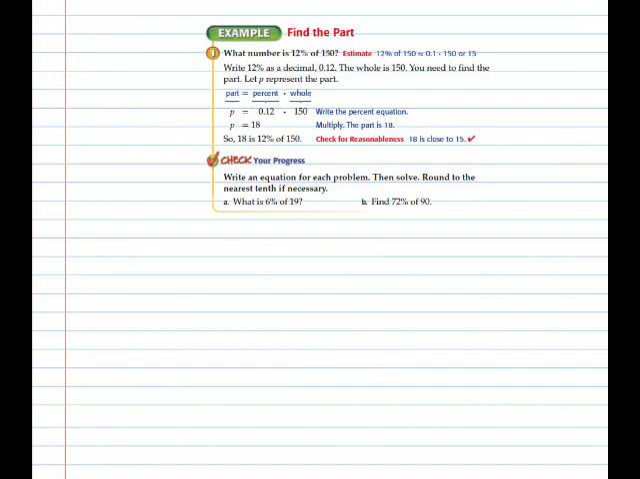Percent times whole equals part is the percent equation. Find the part. What number is 12% of 150? Estimate. 12% of 150 is about 10% of 150, or 15. Write 12% as a decimal, 0.12. The whole is 150. You need to find the part. Let p represent the part. 0.12, the percent, times 150. This is the percent equation right here. So p equals 18. So 18 is 12% of 150. Our estimate was 15. So we believe that 18 is a reasonable answer.